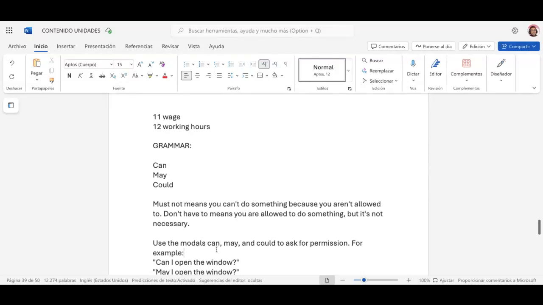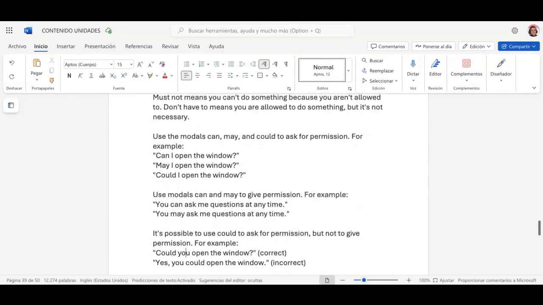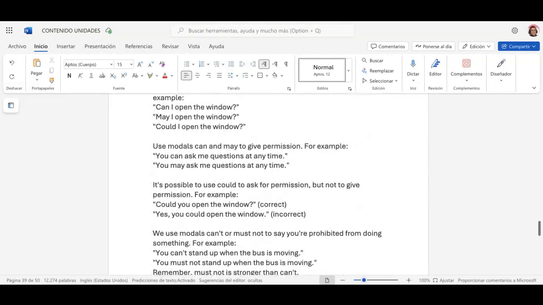Okay. But in terms of usage, do you remember anything about can, may, and could? I think may was formal, but I don't remember well. Exactly. May was formal, to ask for permissions. Usually, we use may in a formal context, and can in an informal context. Also, to ask questions for permission, we can use can, may, and also could.